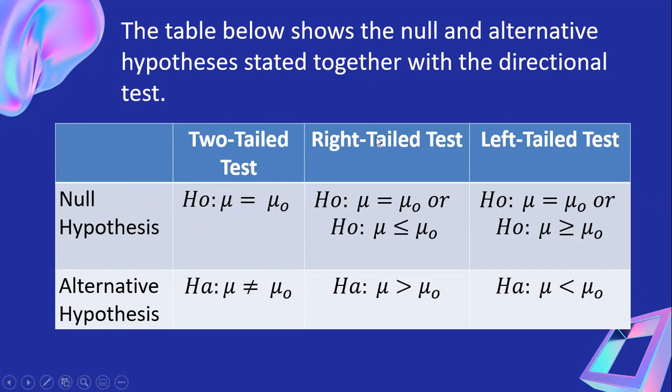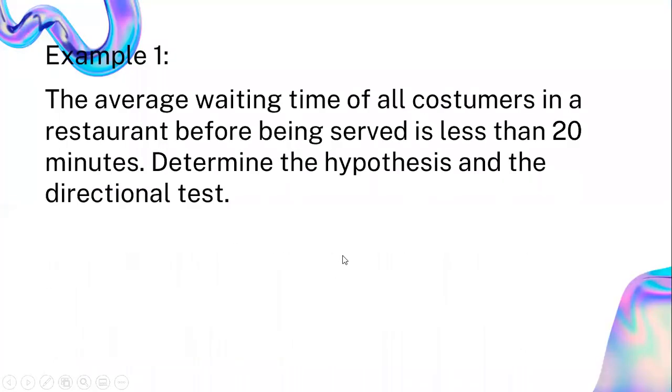But if it will be a one-tailed test, so these two columns, it will be a right-tailed test if your null hypothesis will be stated as equal or less than or equal to, and your alternative will be greater than. Okay? And then left-tailed test if your alternative hypothesis will be less than. So these are the symbols that you can use in stating your null and alternative hypothesis. Okay? So moving on, let's have example 1.